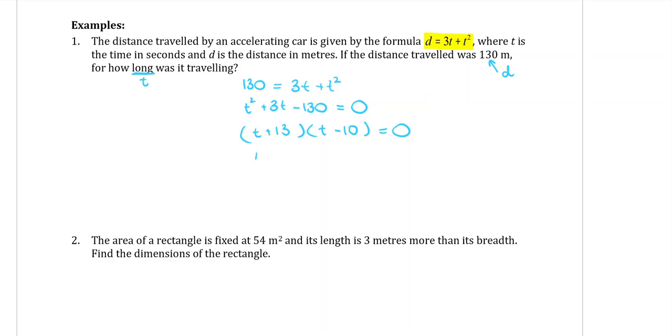When I use null factor, I get t is equal to negative 13 from the first bracket, or t is equal to a positive 10 from the second bracket. But let's see if both of these solutions are valid. Remember that the time is talking about how long we have been travelling in this car. Okay, so I can't travel a negative amount of time. So this solution is invalid, and I'll write a little note here saying can't have negative time.